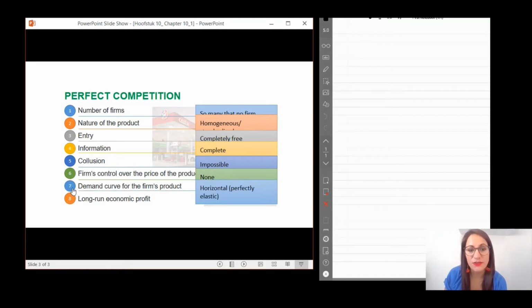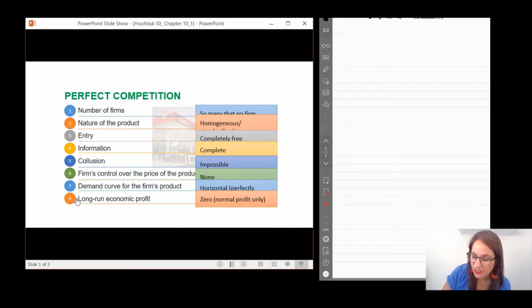Demand curve for the firm is perfectly elastic, so it's horizontal. I will show you on a graph how it looks. And then the long run economic profit is not possible. Only normal profit can be made. I will also show you in a little bit what I mean with that.